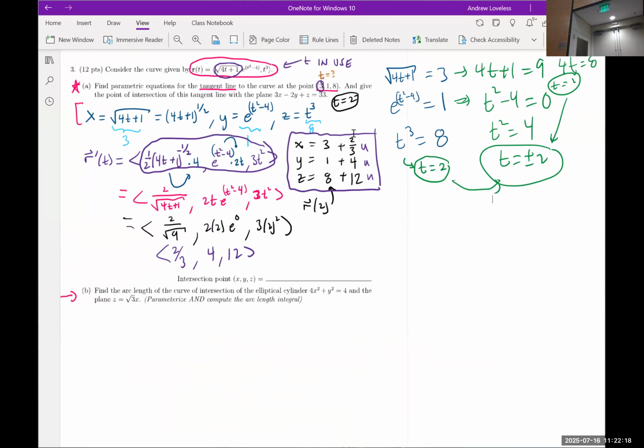So step one in a lot of problems, if they give you an XYZ point and you're given the curve parametrically, is to set those X, Y, and Z values equal to the X, Y, and Z components, so you can know what the corresponding t is.